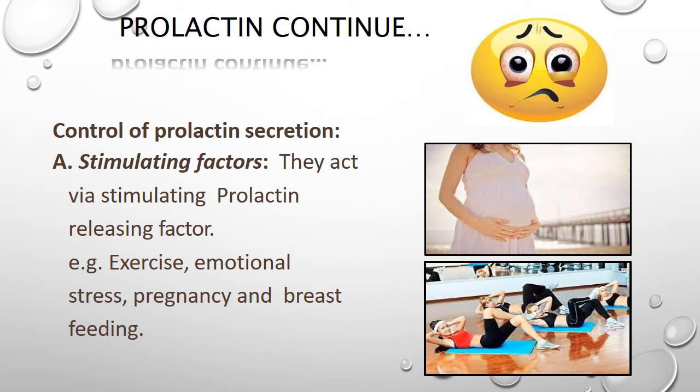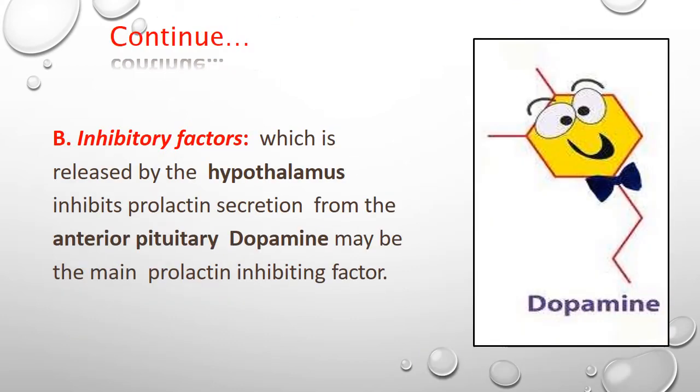Now, the control of the prolactin secretion. First one is the stimulating factors. They act via the stimulating prolactin releasing factor from the hypothalamus in case of exercise, emotional stress, pregnancy and breastfeeding. Second one is inhibitory factors. Also it is released by the hypothalamus, inhibiting prolactin secretion from the anterior pituitary. Dopamine may be the main prolactin inhibiting hormone or factor.